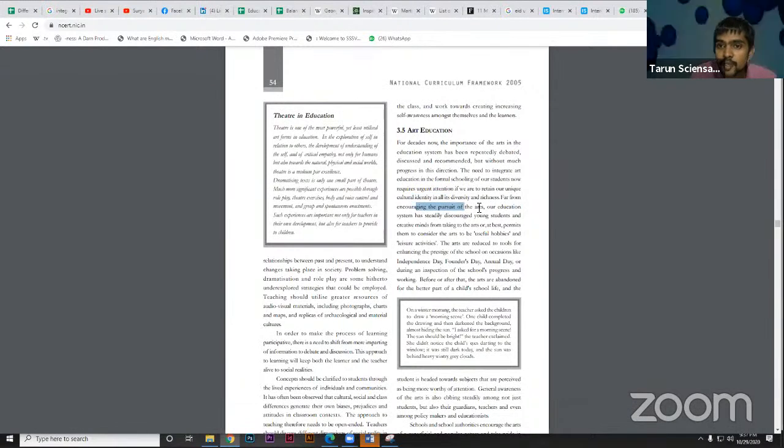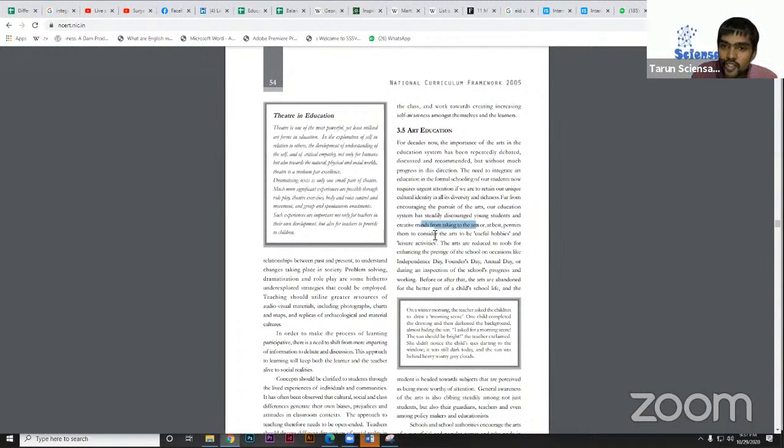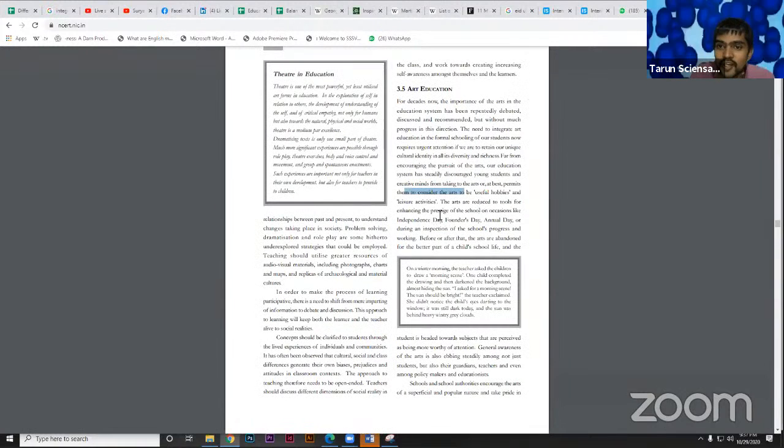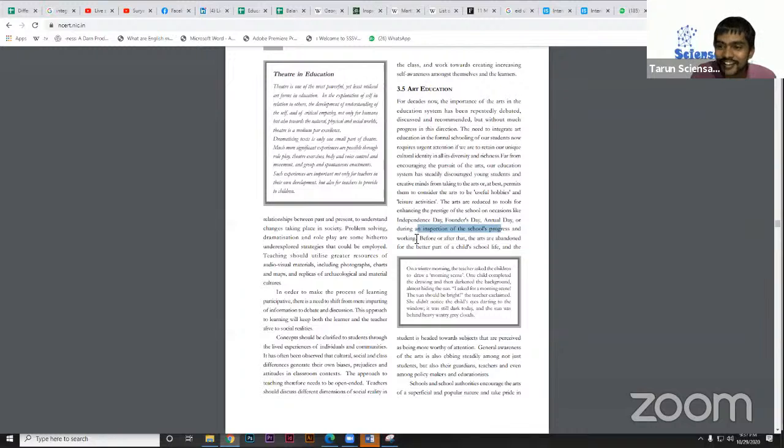Far from encouraging the pursuit of arts, our education system has steadily discouraged young students and creative minds from taking to the arts, or at best permits them to consider arts to be useful hobbies or leisure activities. The arts are reduced to tools for enhancing the prestige of the school on occasions like Independence Day, Founders Day, Annual Day, or during the inspection of the school's progress and working. I mean, NCF can really get sarcastic.